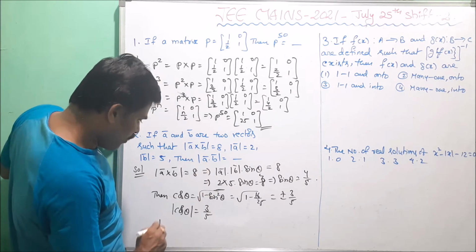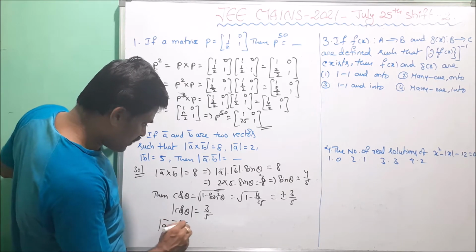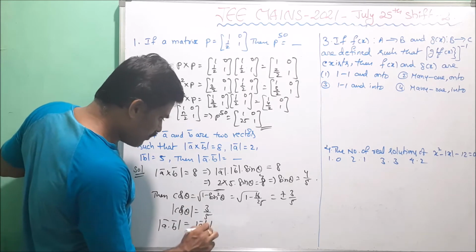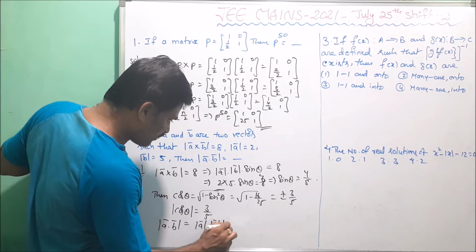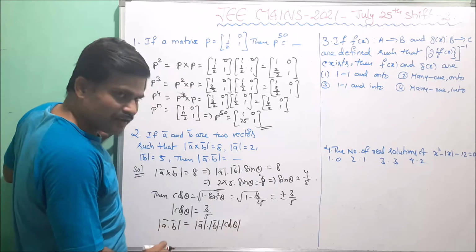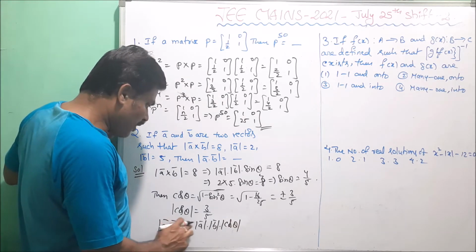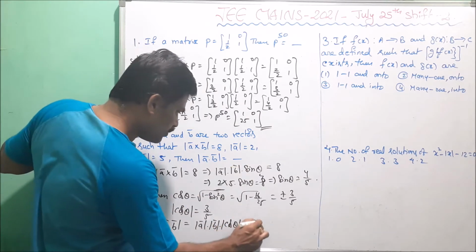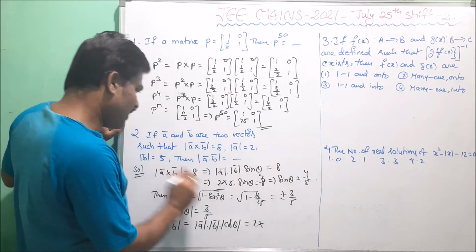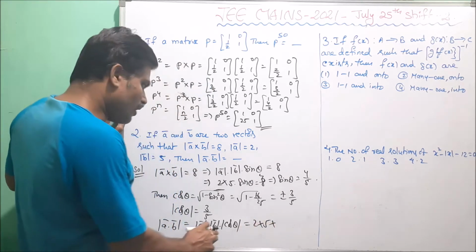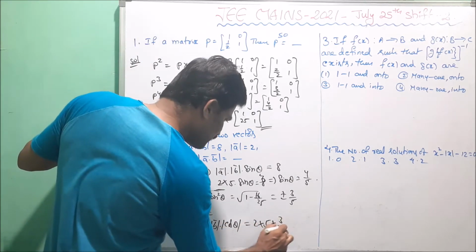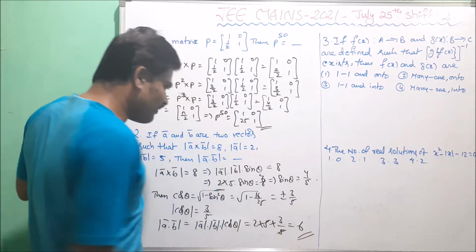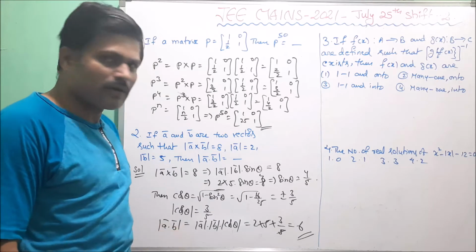Here to find mod a bar dot b bar, the formula of a bar dot b bar is mod a bar into mod b bar into mod cos theta. Here mod is there, so we write mod individually. Now the value of mod a bar is 2, mod b bar is 5 and mod cos theta value is 3 by 5. Now 5 and 5 cancel, 2 into 3 is 6. So this is our answer, the mod a bar dot b bar.